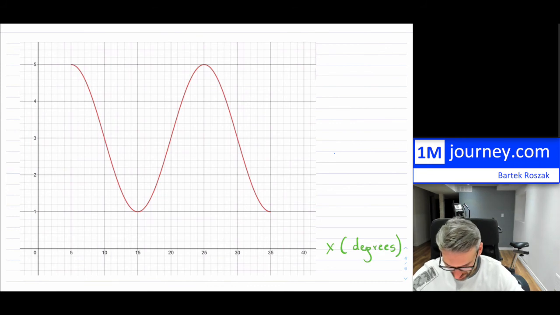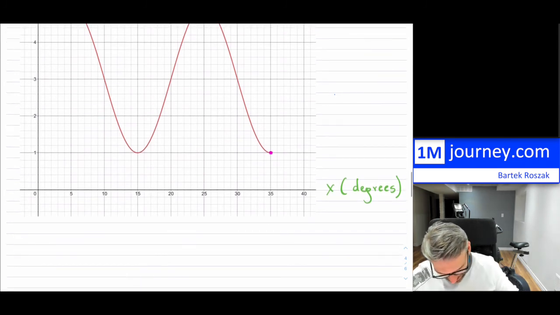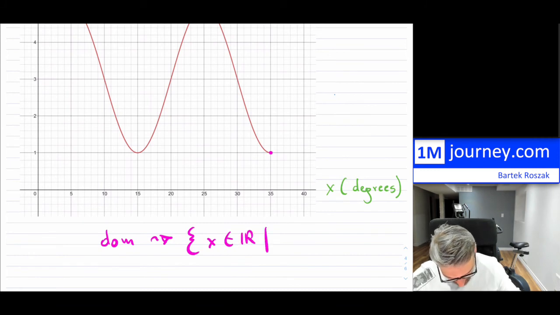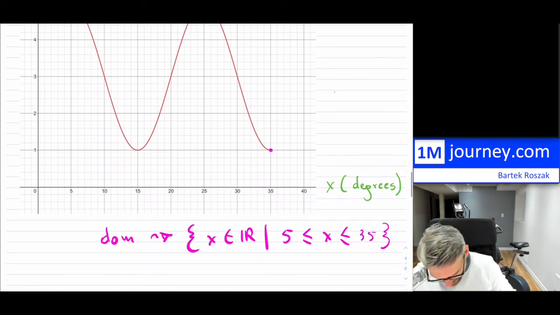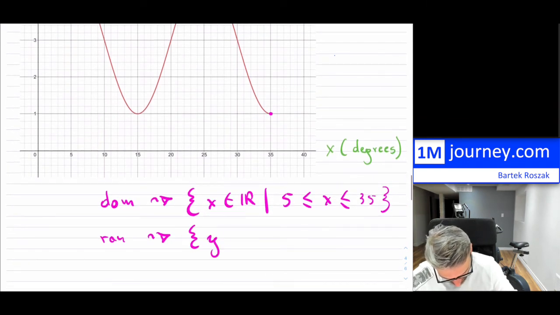So I'm going to try to knock this off. This one is all in degrees, so let's take a look. It looks like we're going from here to here. My domain, well, this one is much easier to pick off than the other one, thank goodness. It looks like we're restricted between 5 and 35. So that's one. My range is between 1 and 5. So that's another one.